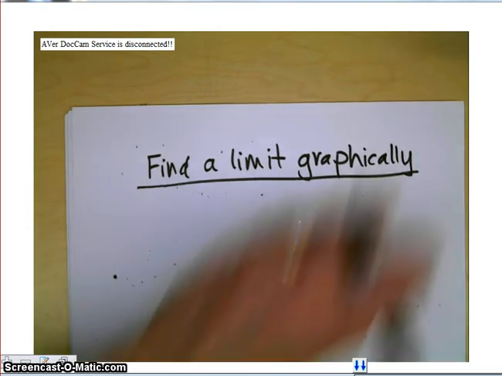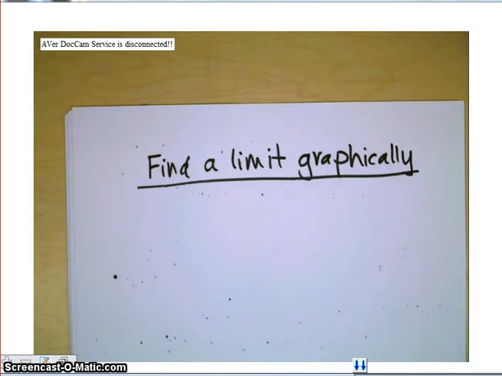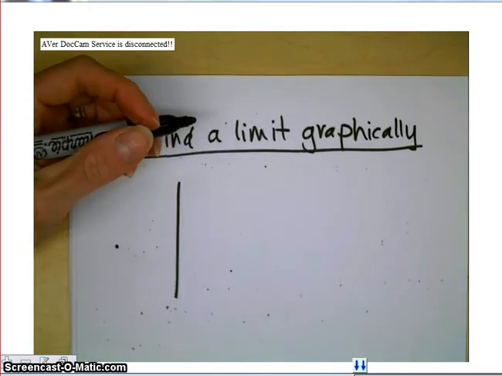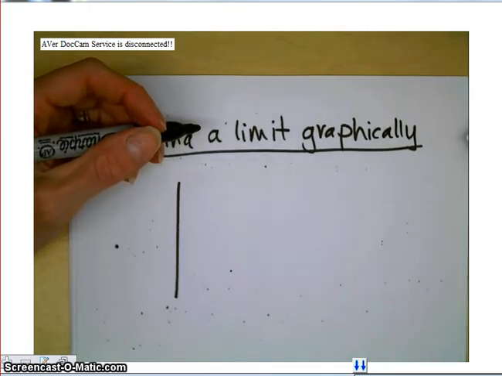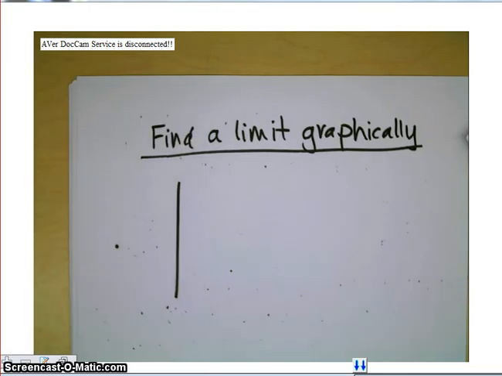All right, so I'm going to draw a graph up here. Now, in your book, you'll have functions that you can deal with, but you don't need to deal with the functions. All you have to have is a graph.